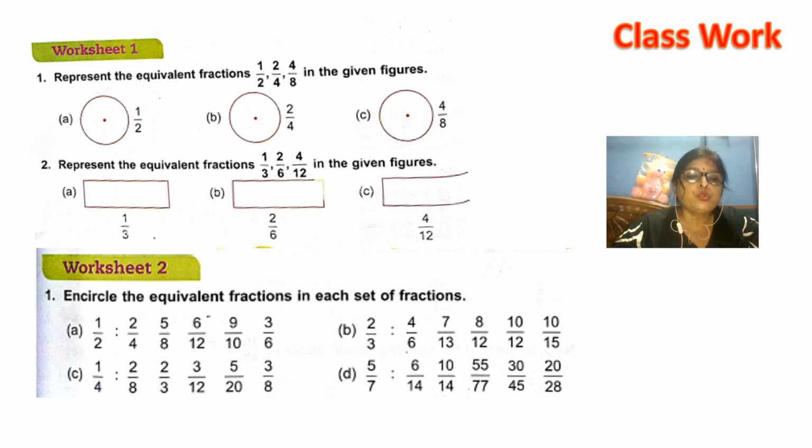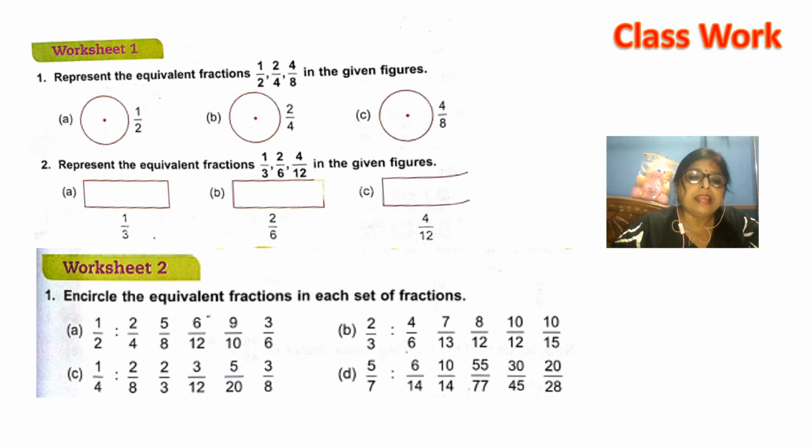Next, worksheet 2. Encircle the equivalent fraction in each set of fractions. Your fraction is 1 by 2 and so many fractions are given here. You check which one is the equivalent fraction of 1 by 2, and you have to encircle it. In the first example, 2 by 4 is the equivalent of 1 by 2, so you encircle 2 by 4. 5 by 8 is not the equivalent of 1 by 2.